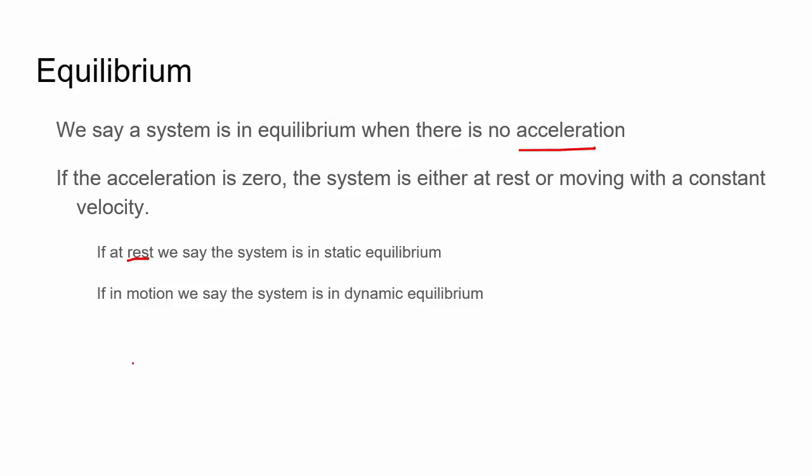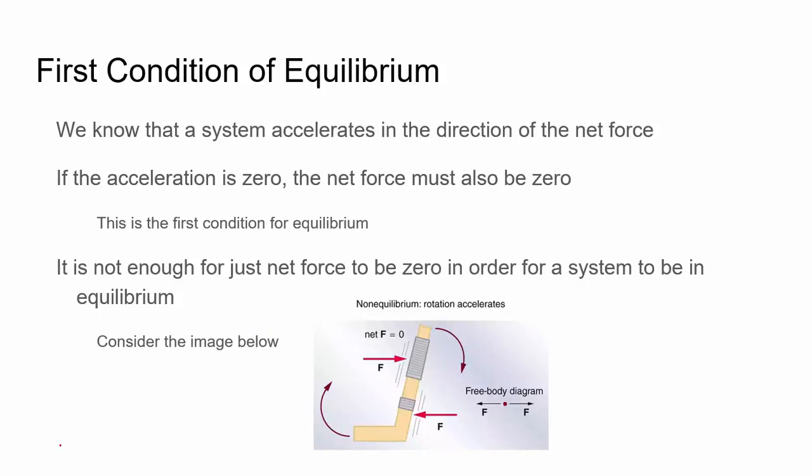But we've got to be careful with this, right? Because it is true that net force equals mass times acceleration. So if there's no acceleration, there's no net force, but there's going to be another condition necessary. So the first condition of equilibrium is simply that the net force must be zero. That has to be true for the acceleration to be zero. But that's not enough. It's necessary for equilibrium that the net force be zero, but it's not sufficient.